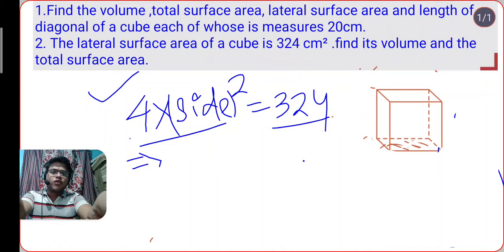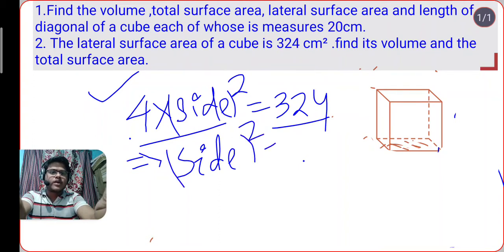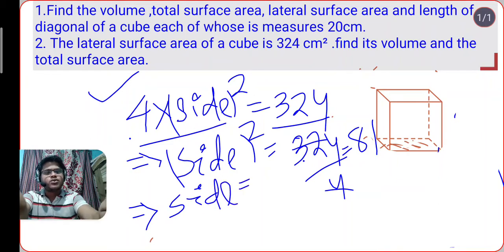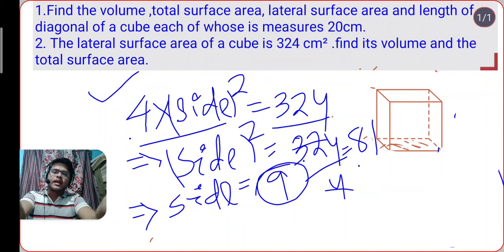So here, by the transposing method, we get side square. What is the value we are getting here? That is 81. Okay, let's go for the square root of that. So side is equal to square root of 81. So we are getting the value 9. Square root of 81 is 9. So the length of each side is 9.